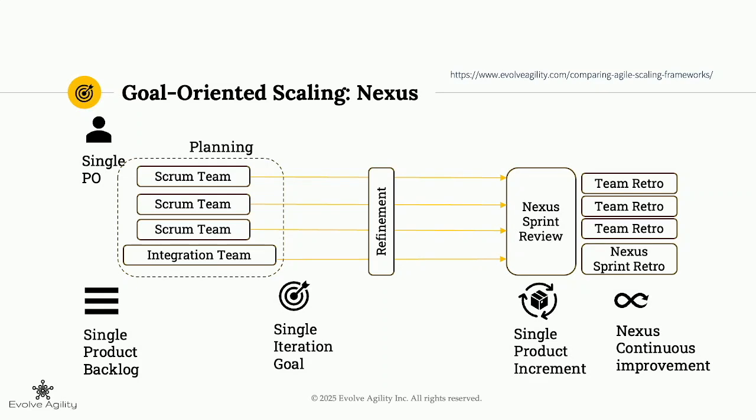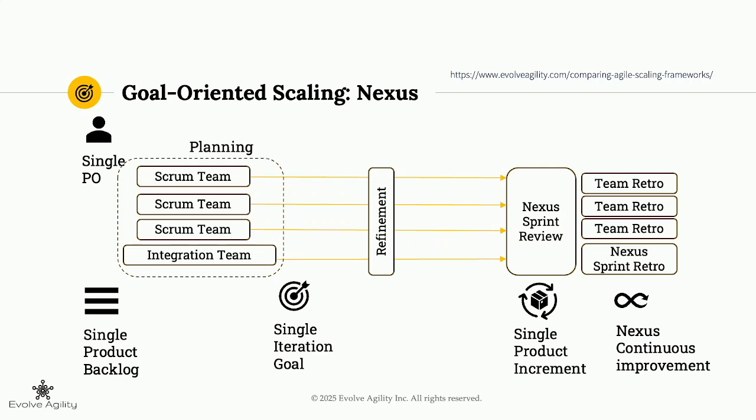Nexus, you'll find more about it on scrum.org. As a descriptive model, what I'm focusing on is where are they converging and how often. What Nexus says is let's converge on a single product increment, irrespective of the number of teams that you have, at the end of every single sprint.